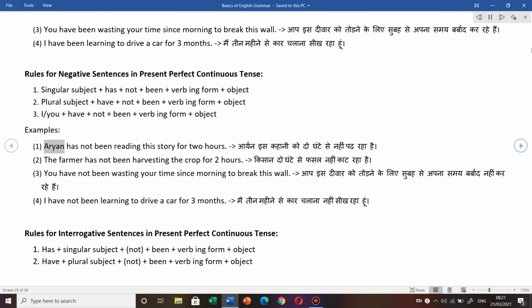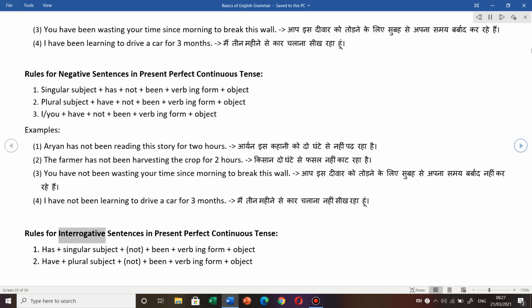Examples. Aryan has not been reading this story for 2 hours. The farmer has not been harvesting the crop for 2 hours. You have not been wasting your time since morning to break this wall. I have not been learning to drive a car for 3 months.